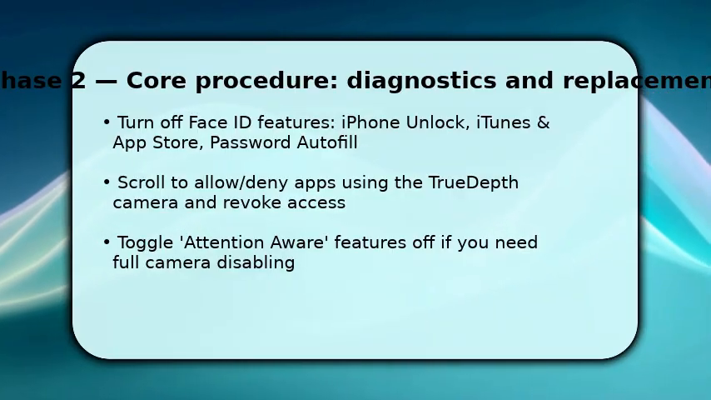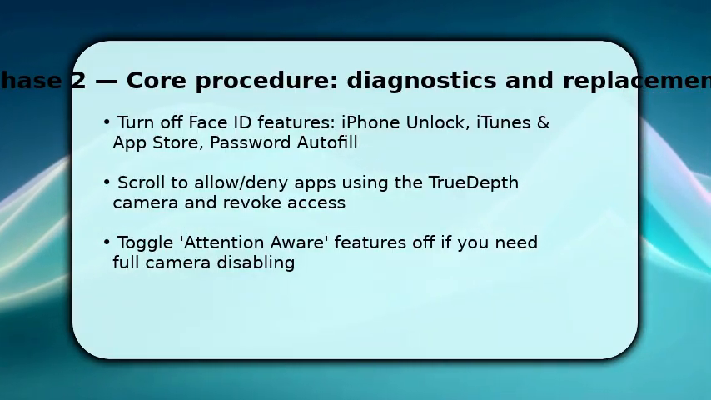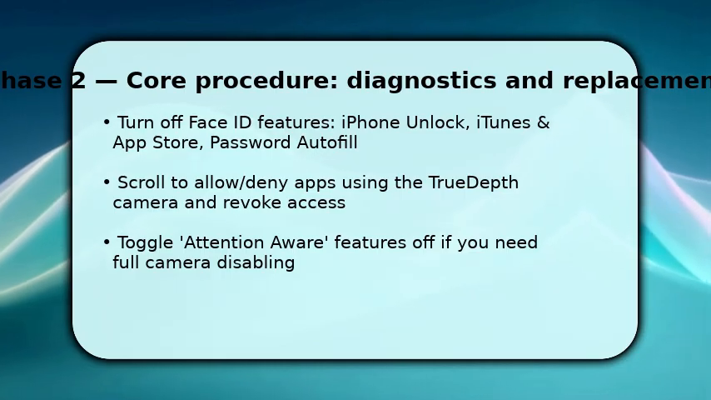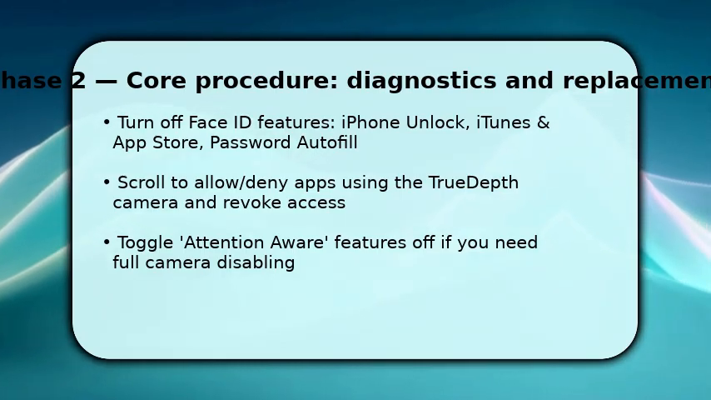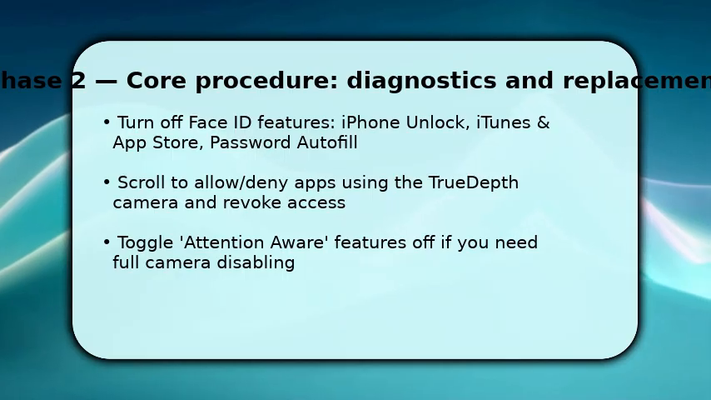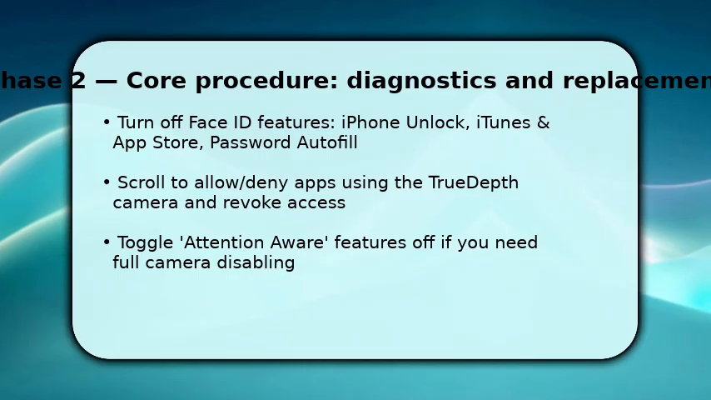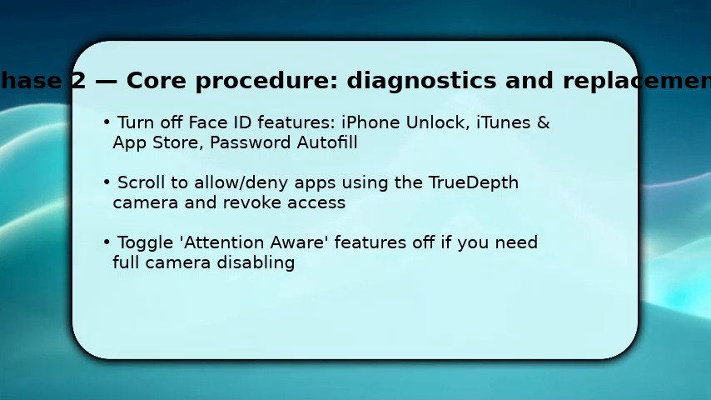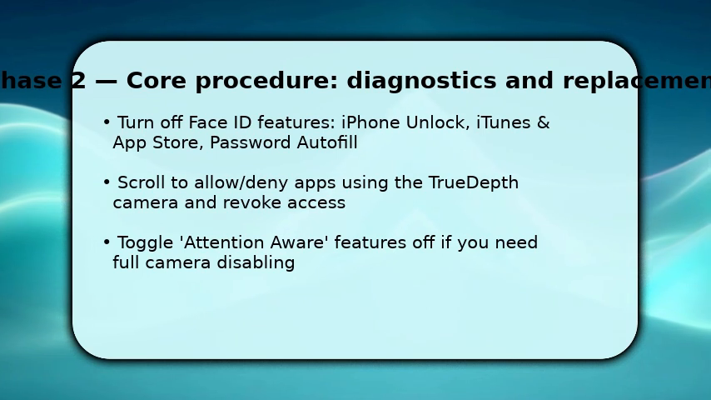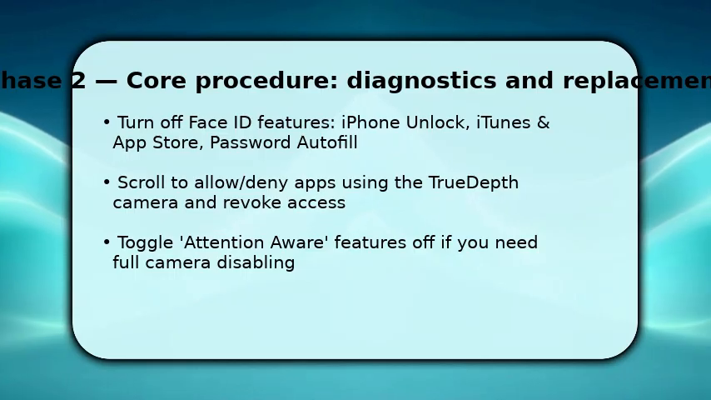Next, review listed apps that request camera access and revoke permissions individually. Revoke camera access to block TrueDepth for third-party apps. If present, turn off attention-aware features to remove automatic camera checks. These middle steps remove both system-level and app-level uses, ensuring the TrueDepth camera stops engaging for authentication or attention sensing.